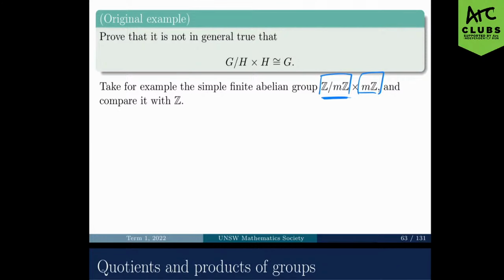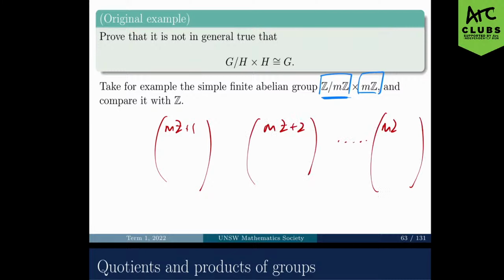So what that means is that we've got one element from Z/MZ, which as James took us through is just the remainders mod M. So for example, we could have MZ + 1, MZ + 2, and so on. And we also take elements of MZ. So this could be M, it could be 2M, it could be 7M. But the whole idea of this external direct product is that we're just taking one element from that one and one element from this one.